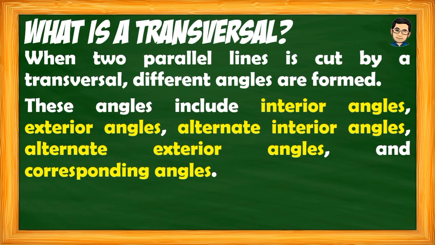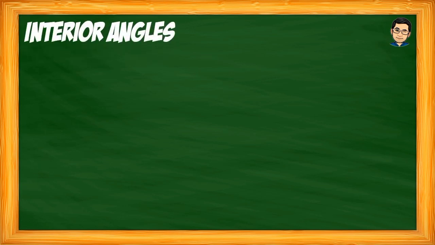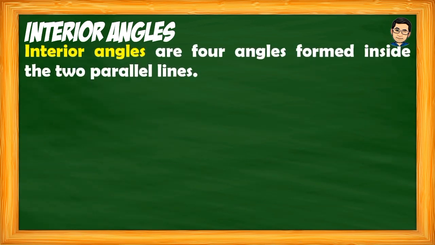So yung mga angles na to, ayan, this includes interior angles, exterior angles, alternate interior angles, alternate exterior angles, and corresponding angles. So as you can see, puro sila angles. Okay, so yan lang po yung mga na-form kapag yung parallel lines ay nahati ng ating tinatawag na transversal line. So una po sa ating listahan is yung tinatawag nating interior angles. So interior angles are four angles formed inside the two parallel lines. Okay, so since yung ating parallel lines na intersect po, so magpo-form po siya ng mga interior angles.